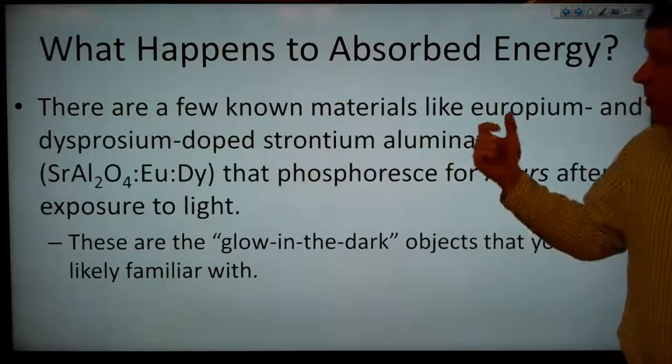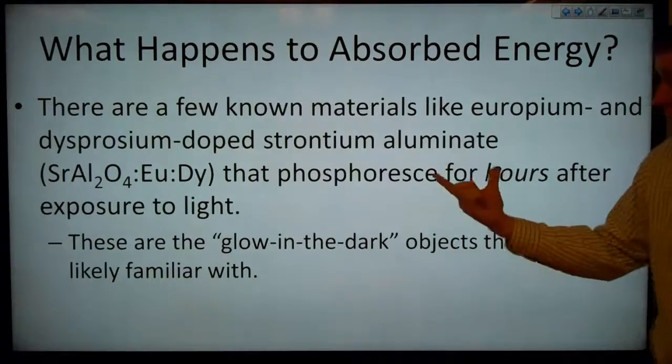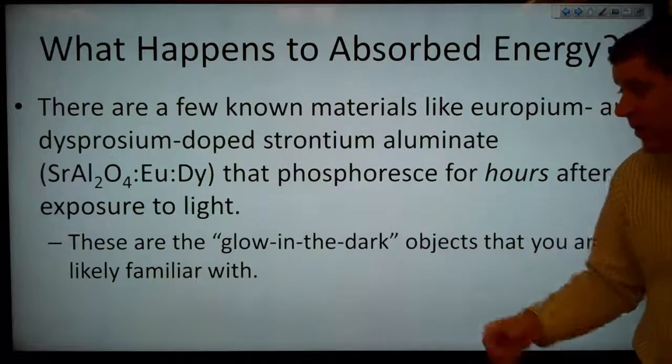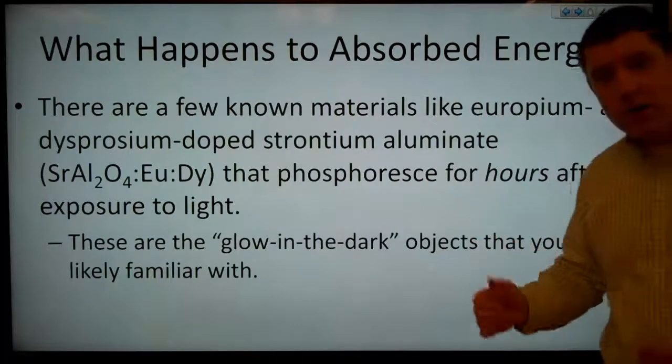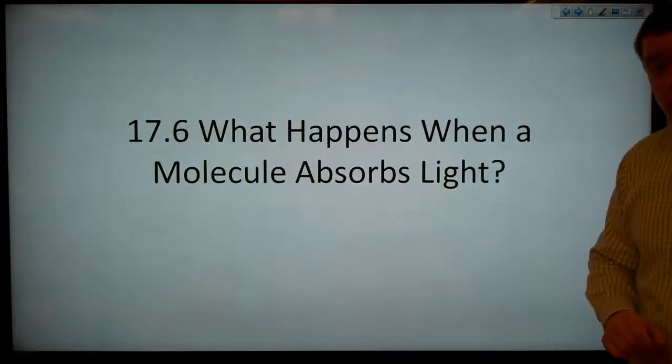So there are a few known materials like europium and dysprosium-doped strontium aluminate that phosphoresce for hours after exposure to light. And these are generally the glow-in-the-dark objects that you're probably familiar with, stars and toys and things like that. So that was what happens when a molecule absorbs light.